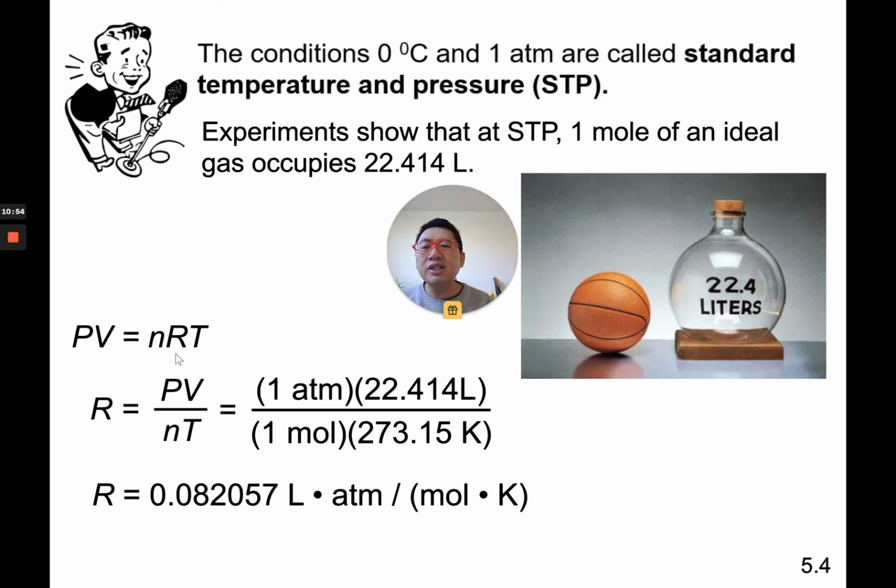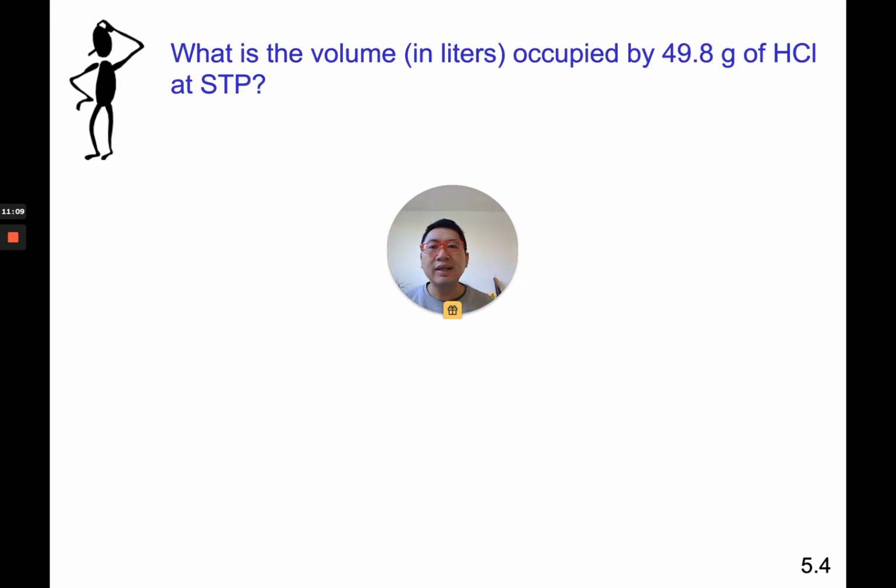PV equals nRT. What's R? R is 0.0821 liters atmospheres per mole Kelvin. That's what R is in the ideal gas law equation. We're now going to use that in a sample question. Here's a sample problem.